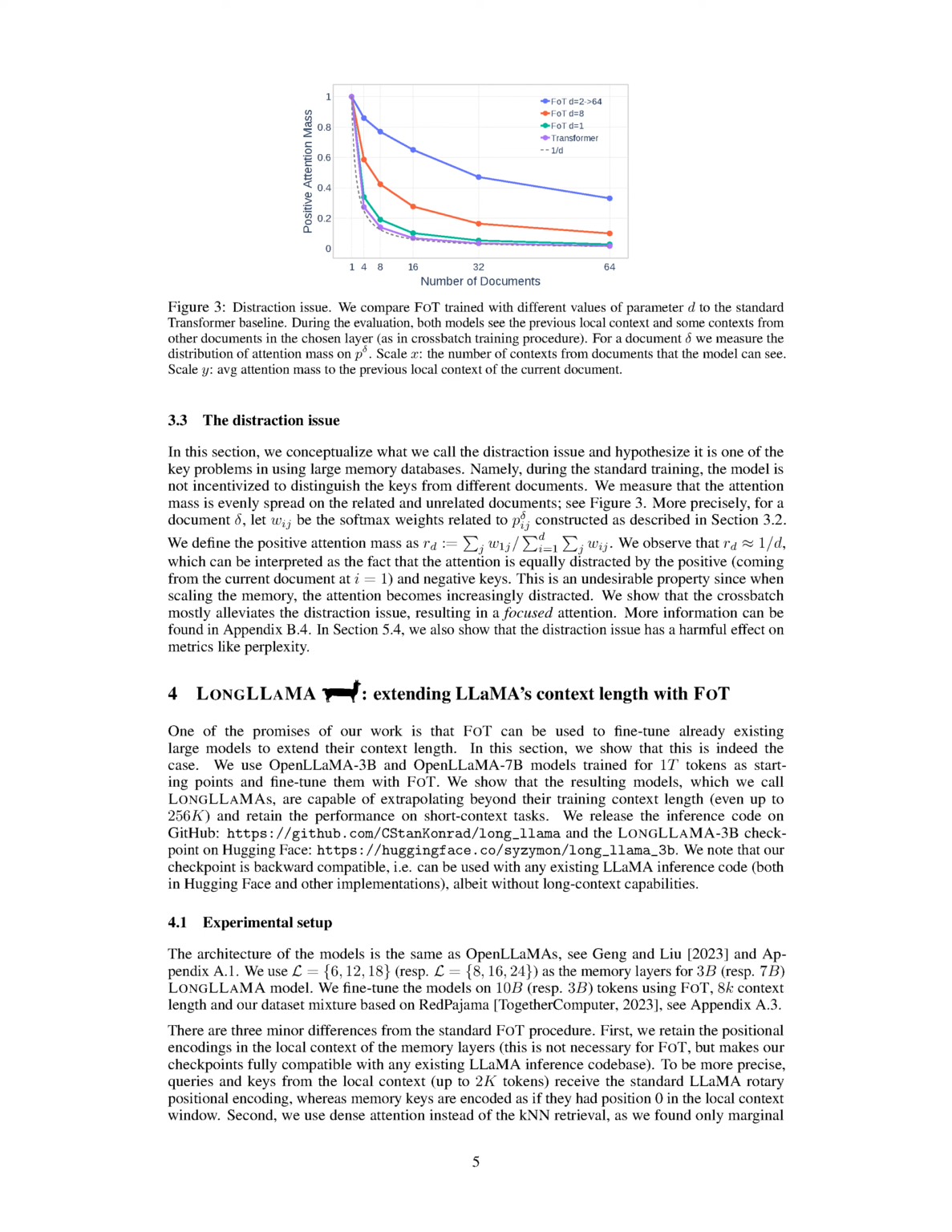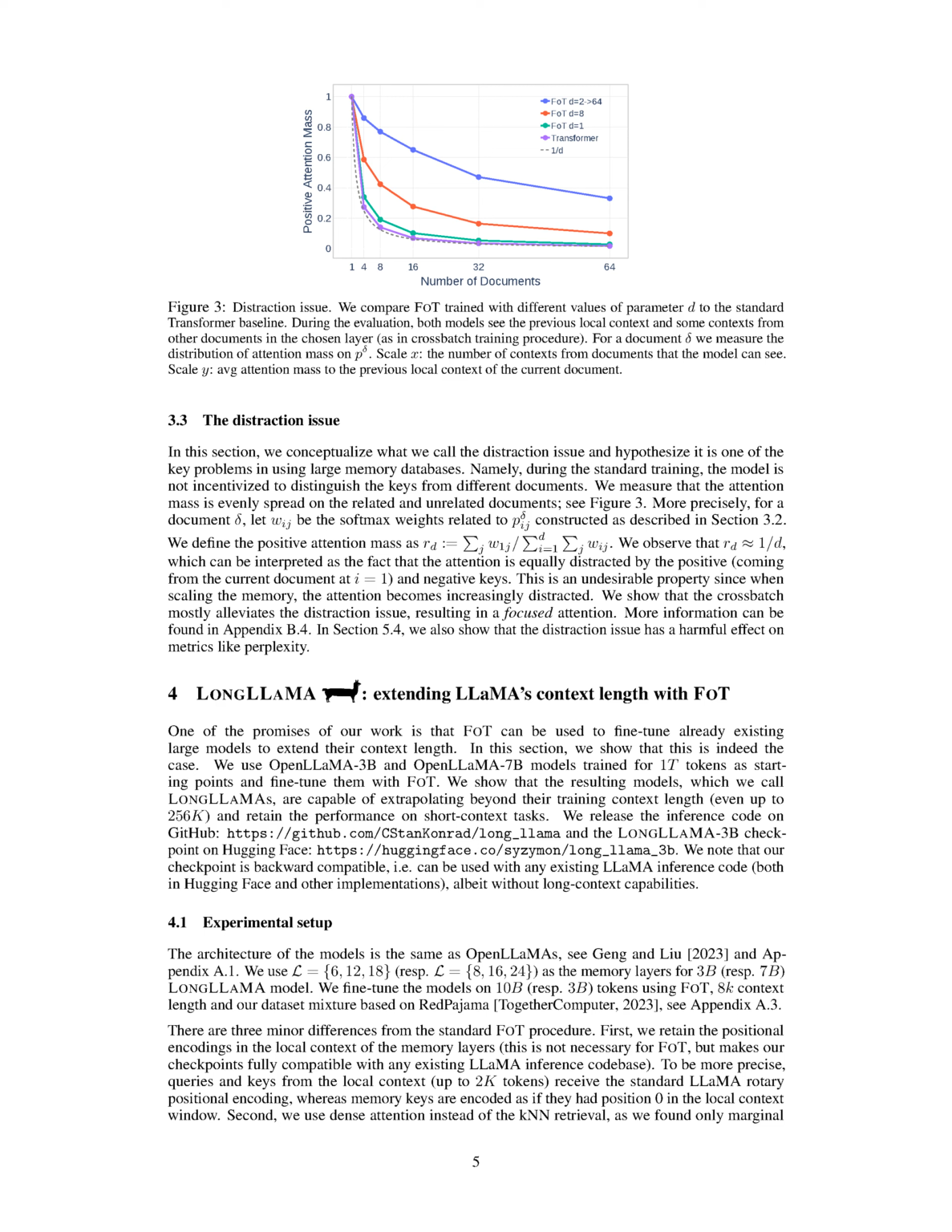However, our Crossbatch method largely mitigates this distraction issue, resulting in more focused attention. We also show that the distraction issue negatively impacts metrics like perplexity. Section summary. The authors propose a novel training procedure for transformer-based architectures to improve the structure of the key-value space, allowing for easier focus on relevant information.